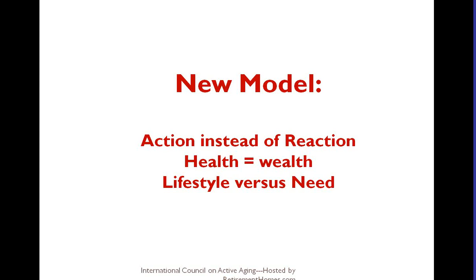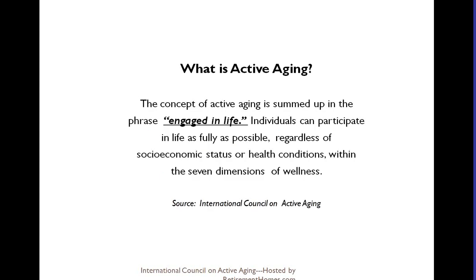So with that said, as we move forward to the next slide, the question is, what actually is active aging? And the concept of active aging can be summed up in 3 words, and that is engaged in life. Our focus is to help people remain as engaged as possible, because if you're engaged, you're probably socially engaged, you're physically engaged, you're spiritually engaged, and life is worth living. Without purpose, you tend to become disengaged. So no matter whether somebody is wealthy or not, whatever their health condition is, within the 7 dimensions of wellness, which is the foundation for active aging, we look at how can we actually help you engage your population.